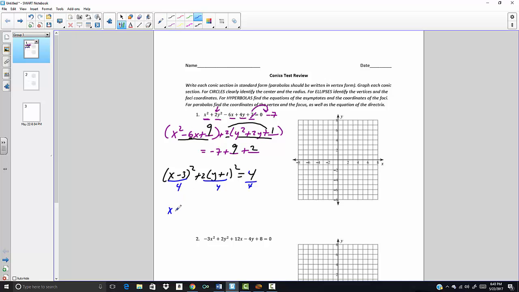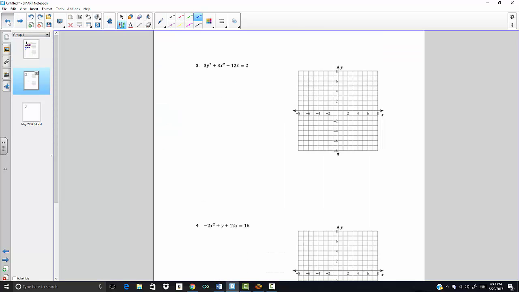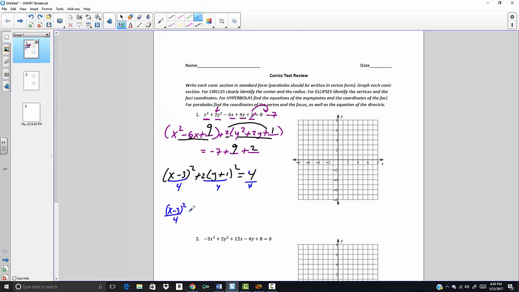So we're going to have x minus 3 all squared divided by 4. 2 over 4 is a half, so this is going to be plus y. Oops, I didn't mean to do that. Let's go ahead and move that back, and we have plus y plus 1 squared over 2 now. And then 4 divided by itself is 1. So this is your standard form equation of your ellipse.